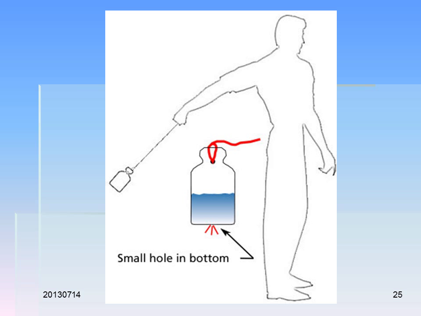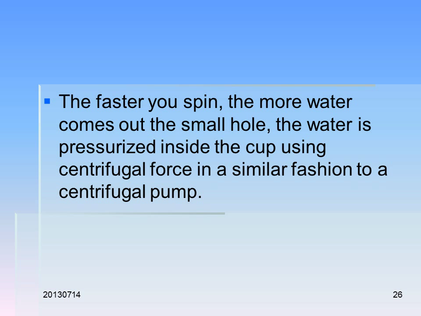So here you can see our container has a small hole and we have a string attached to it. You start spinning that. The faster you spin the container, the more water comes out of the small hole. The water is pressurized inside the cup using centrifugal force in a similar fashion to a centrifugal pump.